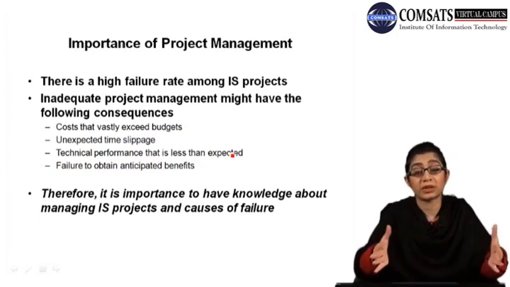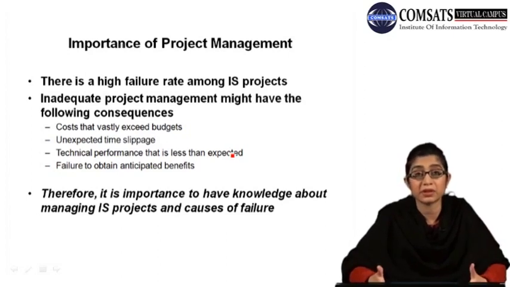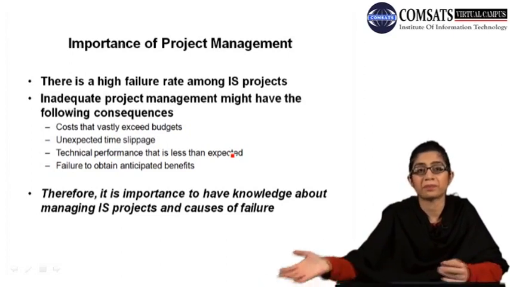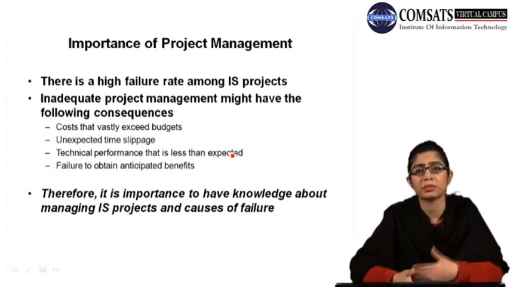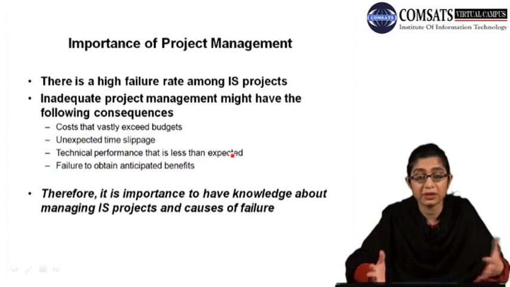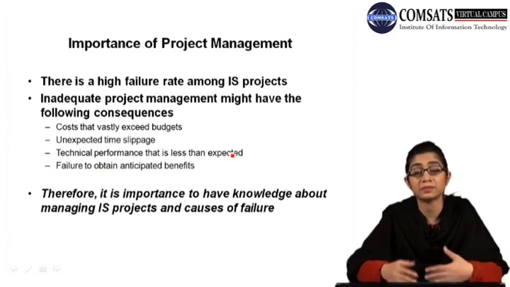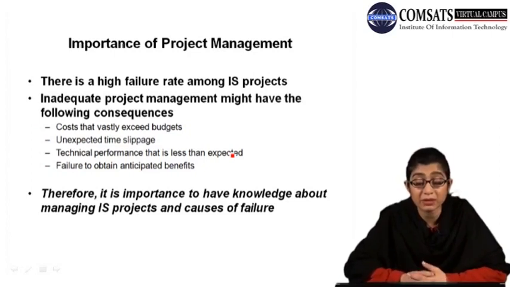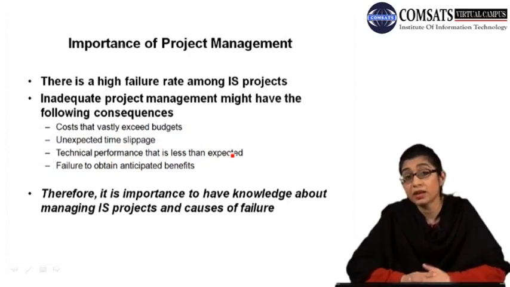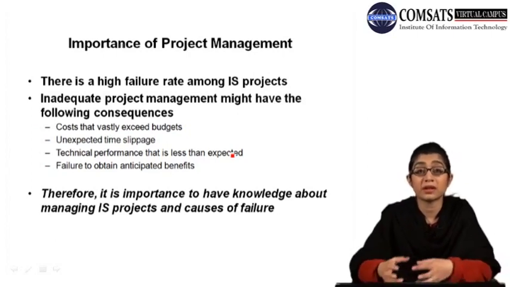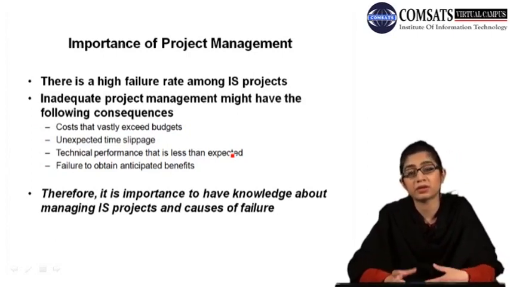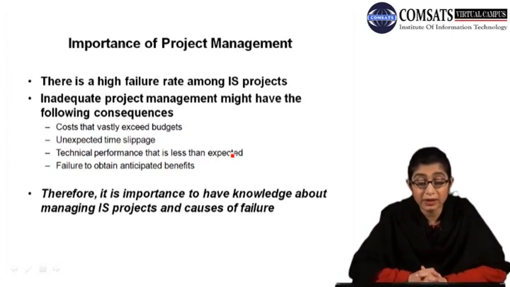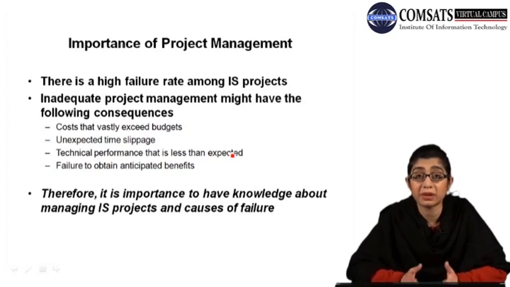Again means के for example अगर आपने कहा था एक महीने में उसका implementation हो जानी चाहिए, but it is exceeding towards 1 more month, so again that creates a lot of problems of costs, as well as आपने जो different tasks allot की होती हैं लोगों को उस सिलसिले में भी. Then there can be a problem of technical performance that is less than expected. Again, with bad project management, information systems cannot deliver what it was expected to deliver technically. And then it can have a failure to obtain the anticipated benefits.